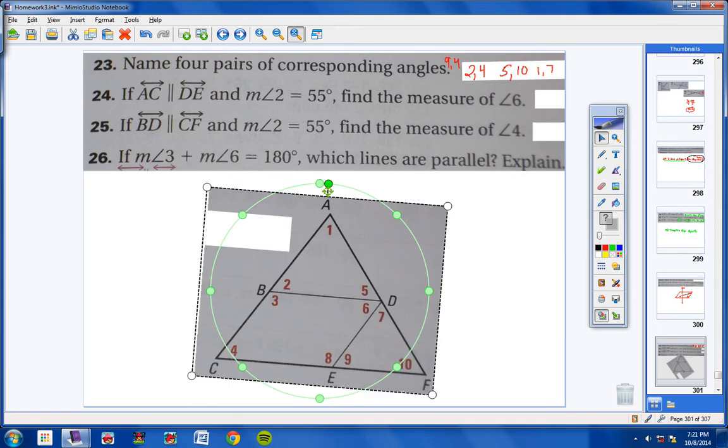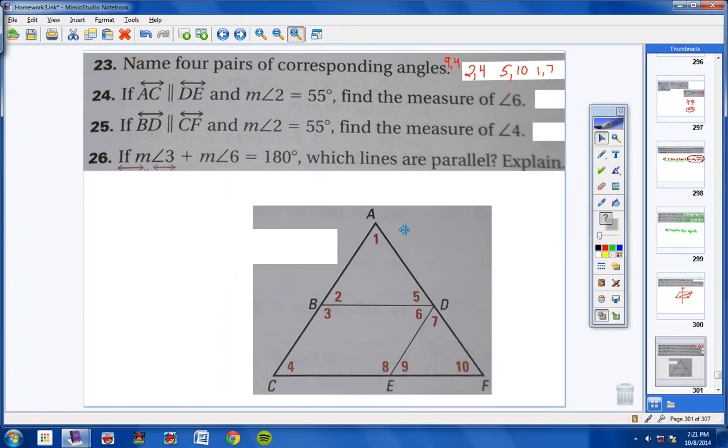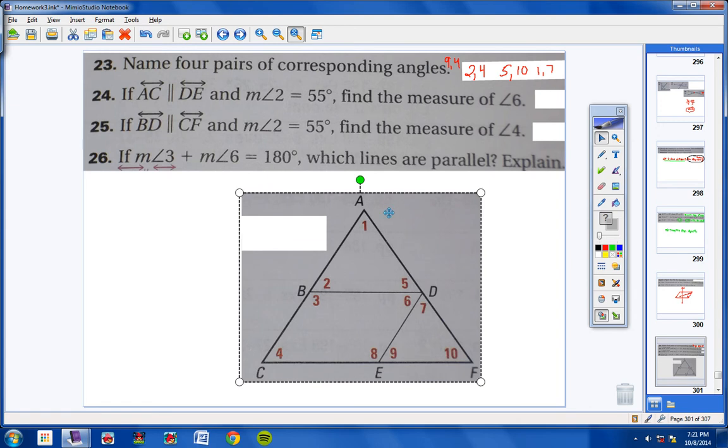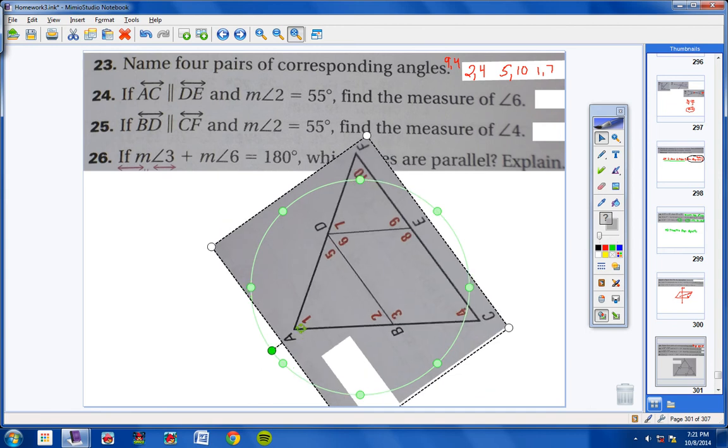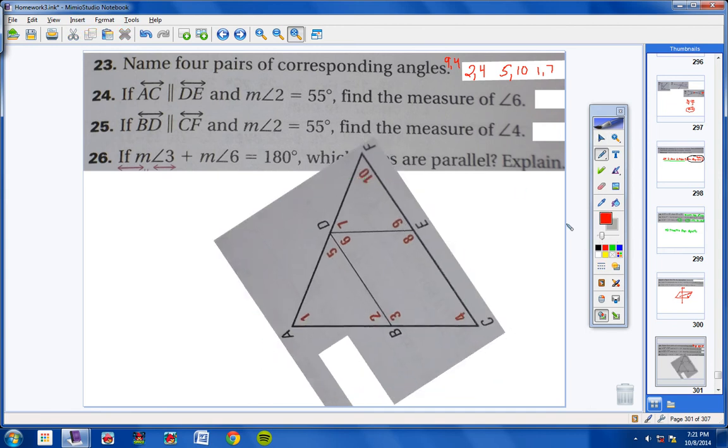Let's flip this up, and here we go. AC is parallel to DE. Let's turn this, guys, so that our parallel lines are horizontal. Okay, so they're telling us in number 24 that AC right here is parallel to DE. Okay, so these 2 lines here are parallel. All right, the measure of angle 2 right here, this angle here, is 55. Okay, and they want us to find the measure of angle 4. Now, no, I'm sorry, they want us to find the measure of angle 6. Okay, so this angle right here.